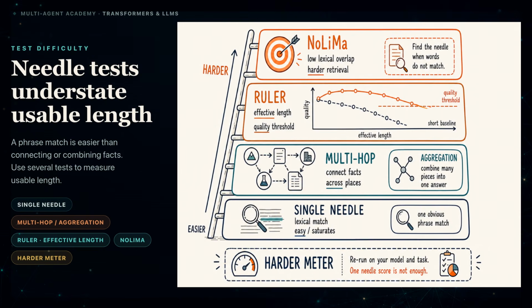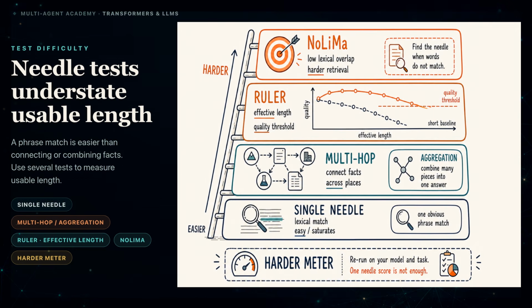A needle in a haystack test is a useful starting point, but it is often easier than a real application. The test hides one exact phrase in a long prompt, and the question may repeat many of the same words. In that case, the model mainly needs to find a close text match. Multi-hop reasoning is harder because the model must connect facts from different places, while aggregation combines many pieces into one answer. A model can pass the easy needle and still fail these tasks.